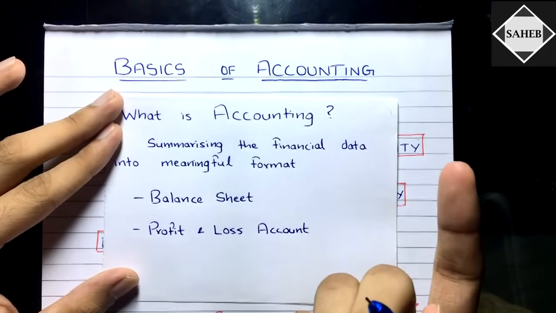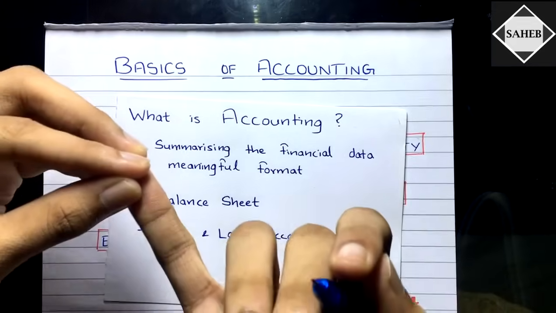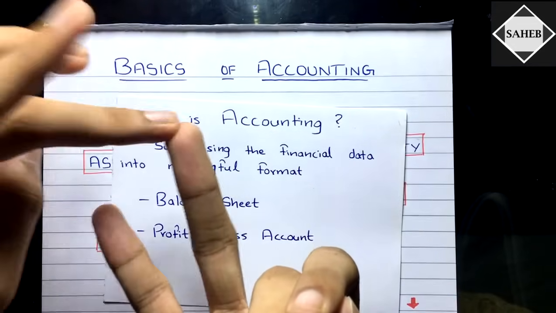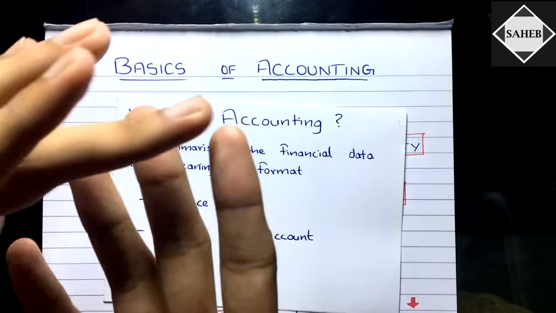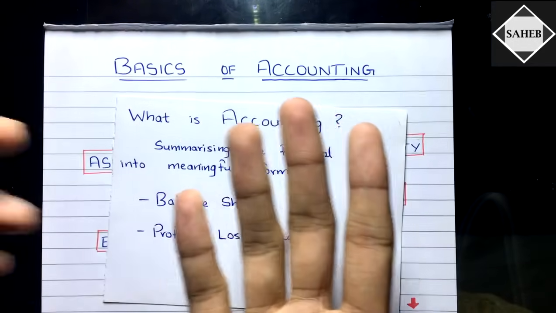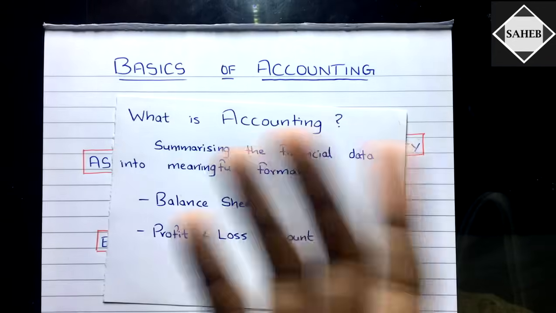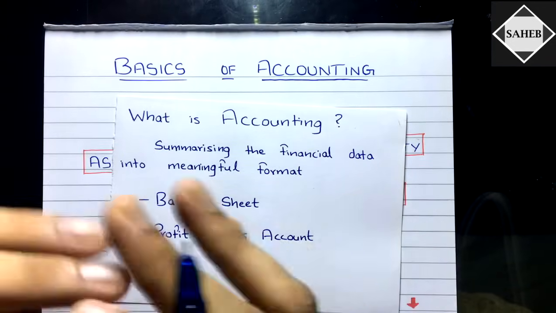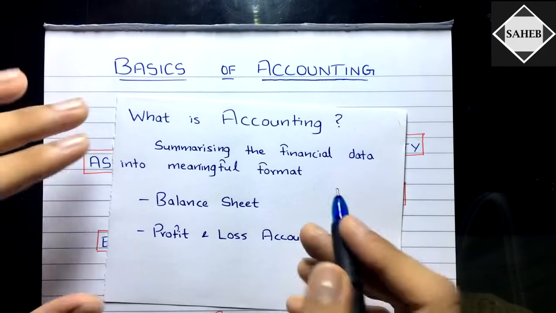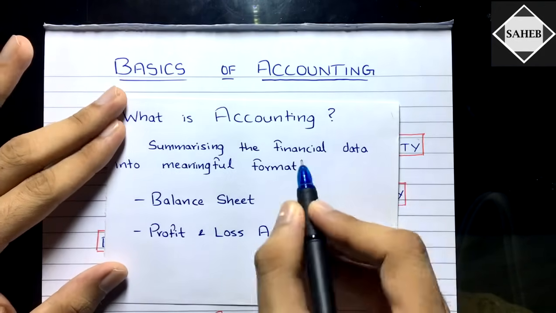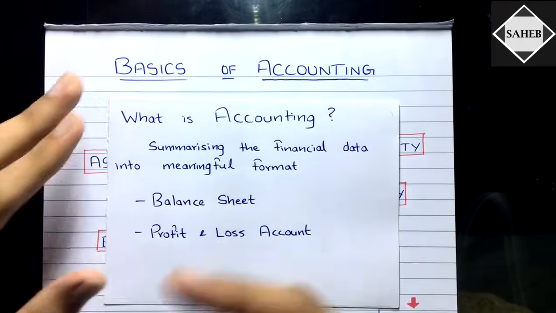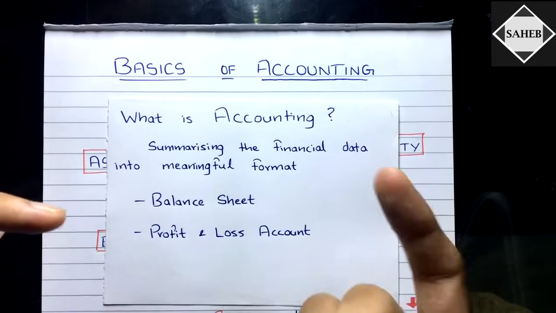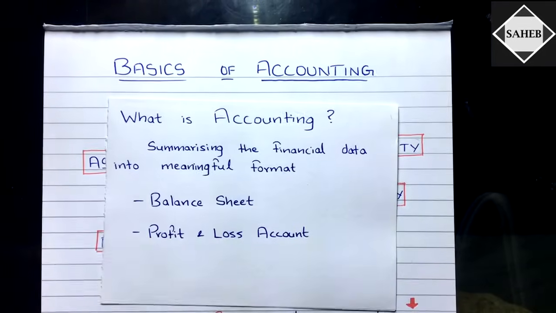Who are the users of financial information? It can be management, it can be shareholders or the owners of the business, it can be the government, it can be creditors, the people who lend the money to the business or to the company, whatever it is. So these are the stakeholders, the users of financial information. So this data has to make sense to them. Why? Because they can take meaningful and constructive proper decisions based on that financial data.